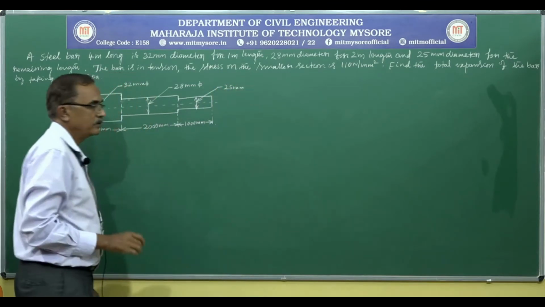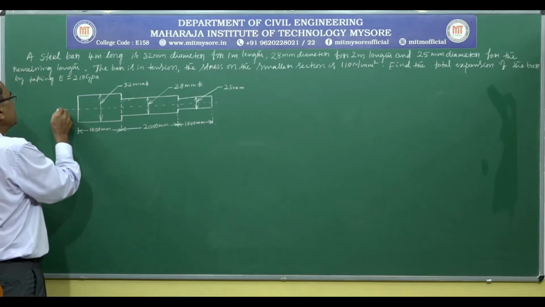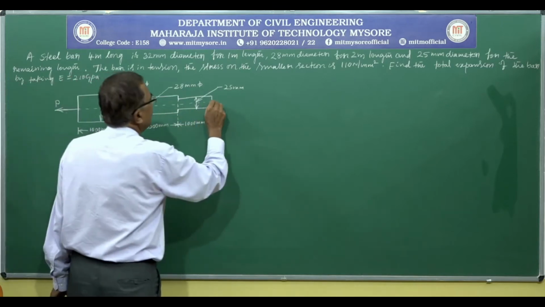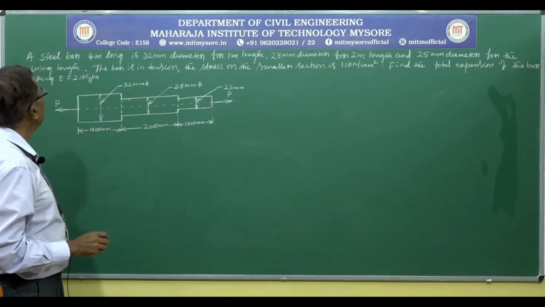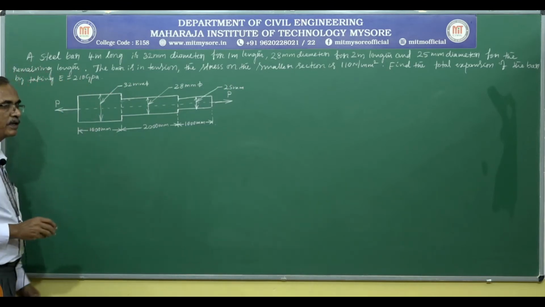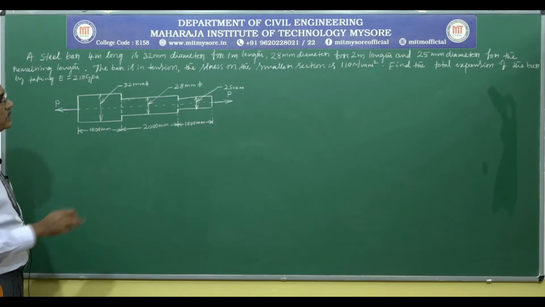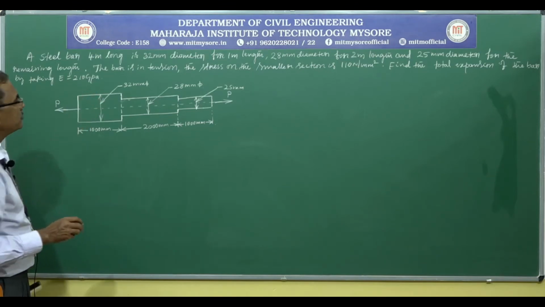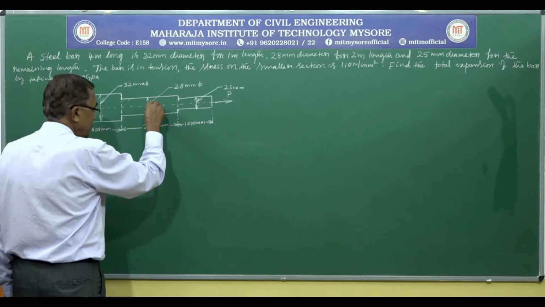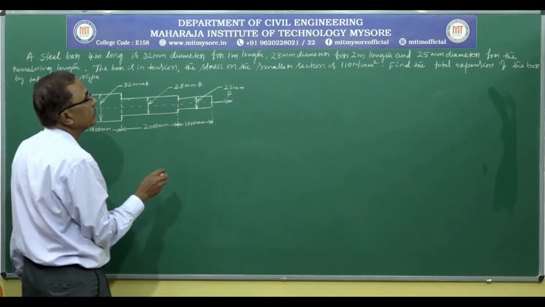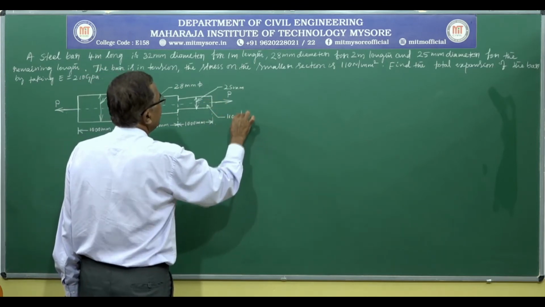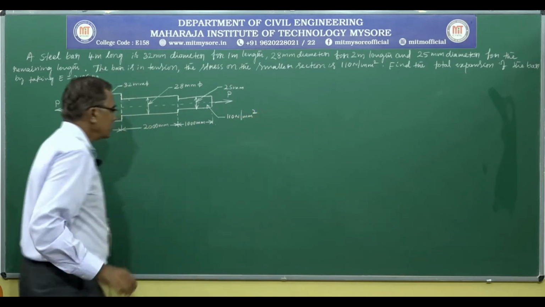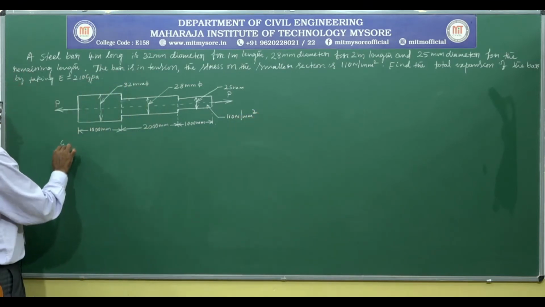The bar is in tension. Applied load is not given. Let us consider the body is subjected to a tensile force of P, axial tensile force of P, and given Young's modulus of the bar as 210 GPa. For this, asked to find the total expansion, and also given stress in the smaller portion as 110 Newton per millimeter square. Let us quickly write the given data.